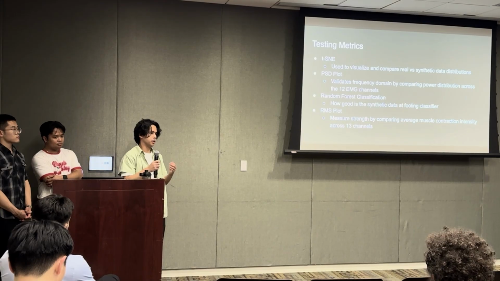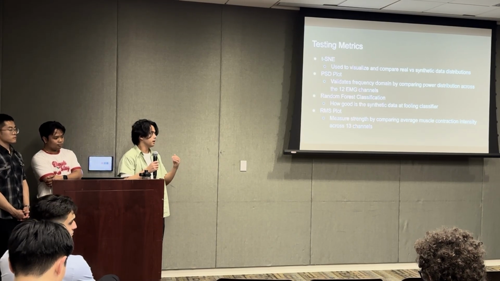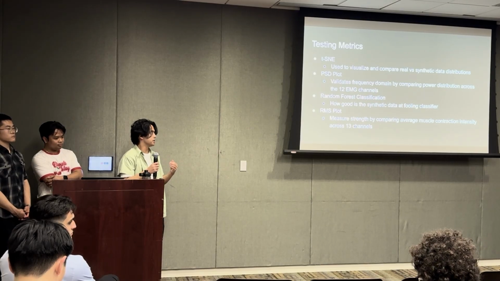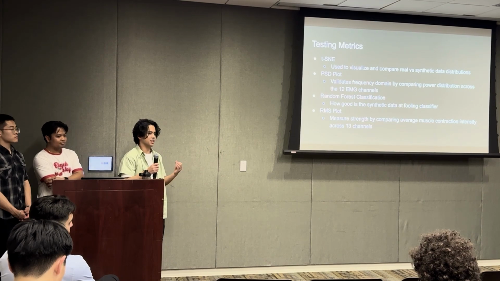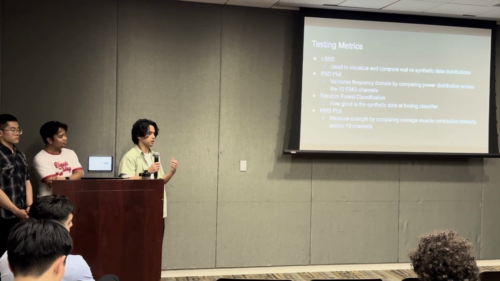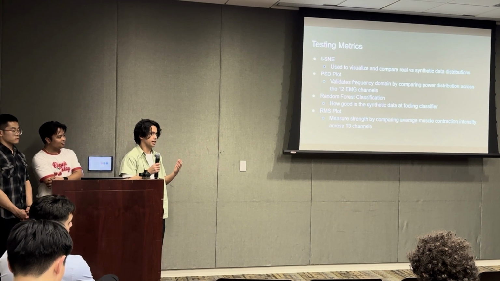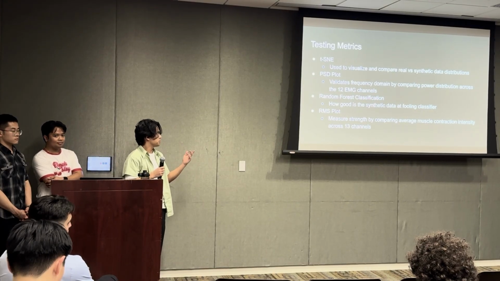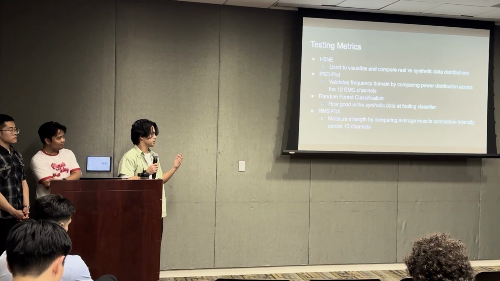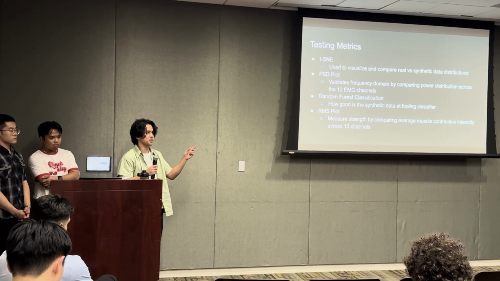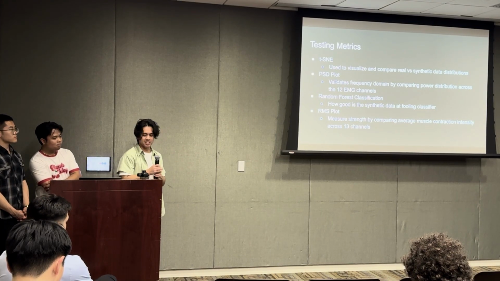So if we're able to make the classifier perform worse, to get 50% accuracy, that means that the synthetic data is very good at generating realistic data. Or sorry, that the generator is very good at generating realistic data. And then there's an RMS plot, which is basically just comparing the strength of the averaged muscle activations. Oh, sorry, I mistyped. This should be 12 channels, not 13.